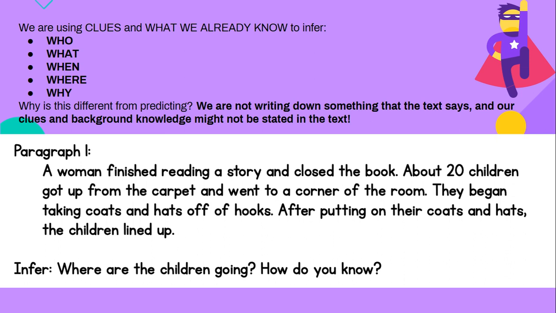Our clues and background knowledge might not be in the text. So it's different from predicting because we don't want to know what happens next. Okay, we're not guessing what happens next. We are just using the information in the text to find out things that aren't said. Okay, so it's a little bit like predicting, but the information isn't in the text. So we need to use what we know and what we've read to help us answer these questions, okay?